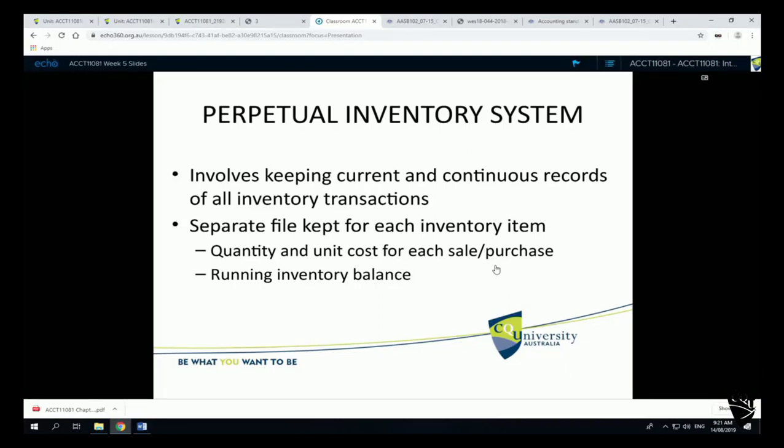So you can tell at any time how much of that inventory item you have available for sale. Well, that's what it's supposed to do anyway, but in real life, the inventory balance could differ from the actual inventory that's physically on hand due to many reasons, some of which we mentioned before, such as theft, unfortunately. So we still need to do a physical stock take to check that our balances do balance in our books at the end of each period.